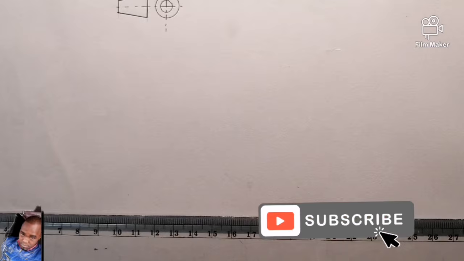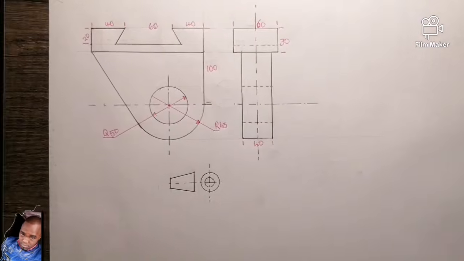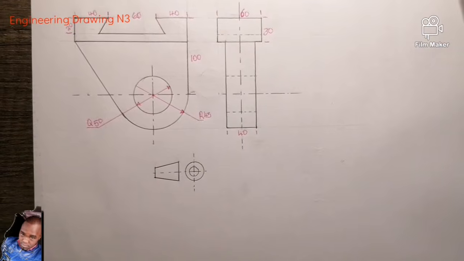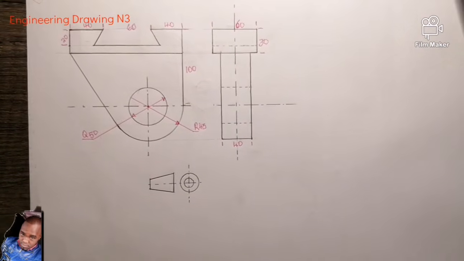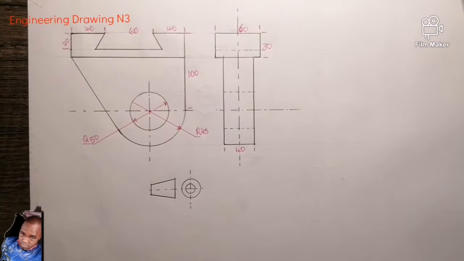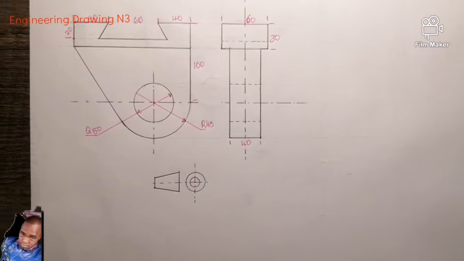Hello guys, once again this is Mr. Ngosi. Today I want us to look at isometric. So I want us to look at these two given views which we are being asked to draw isometrically.